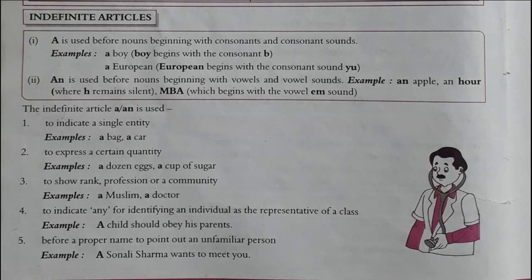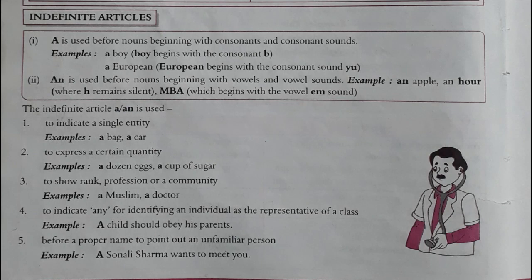Second thing, an is used before nouns beginning with vowels and vowel sounds. So once again you see a similar thing over here. An is used in two ways. Either the very first letter of the noun is a vowel, or if it is not a vowel, it should have a vowel sound to begin with. As you can see in the example, an apple.